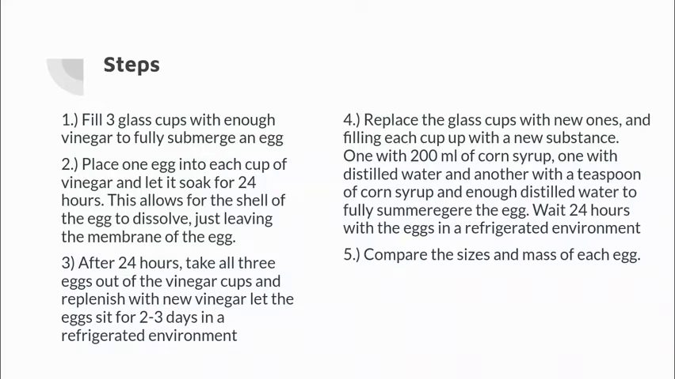The lab includes 5 steps. Step 1 is to fill 3 glass cups with enough vinegar to fully submerge an egg. Step 2 is to place 1 egg into each cup of vinegar and let it soak for 24 hours. This will allow the shell of the egg to dissolve, just leaving the membrane of the egg.